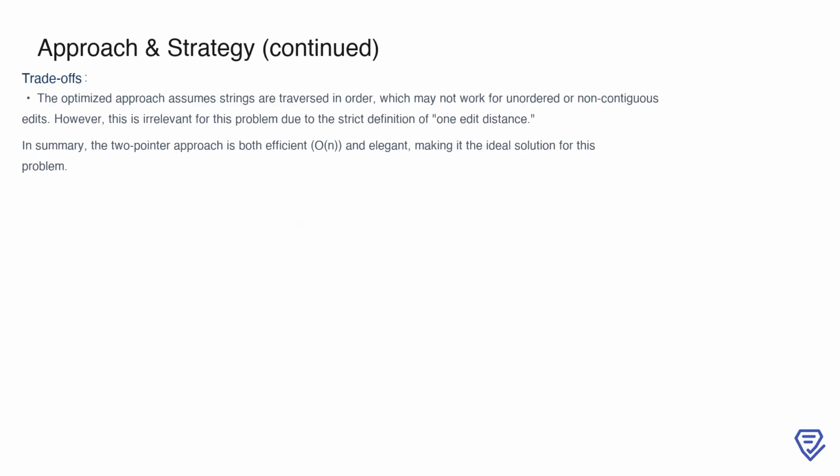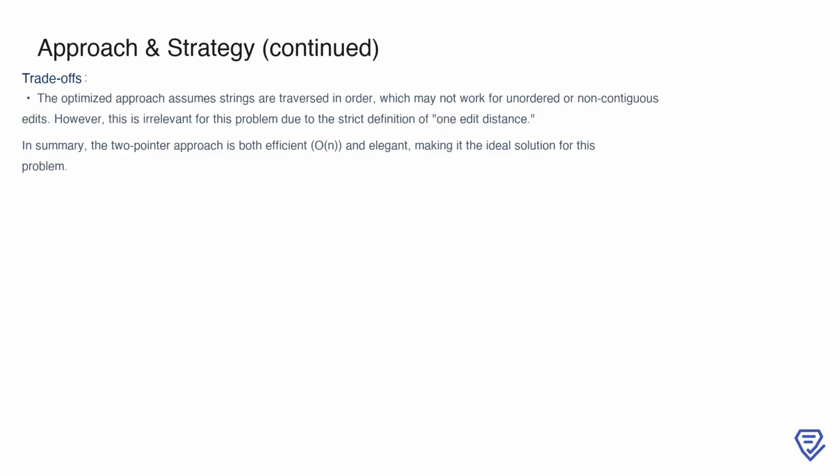The two-pointer approach does come with certain trade-offs. Specifically, it assumes that the strings are traversed in order, which means it cannot handle unordered or non-contiguous edits. However, this limitation is irrelevant for the current problem, as the definition of one edit distance explicitly requires edits to be contiguous and limited to a single operation.